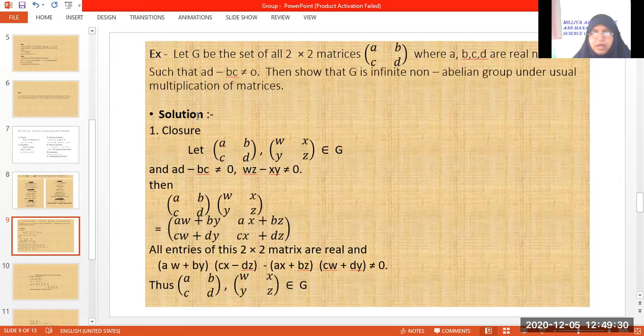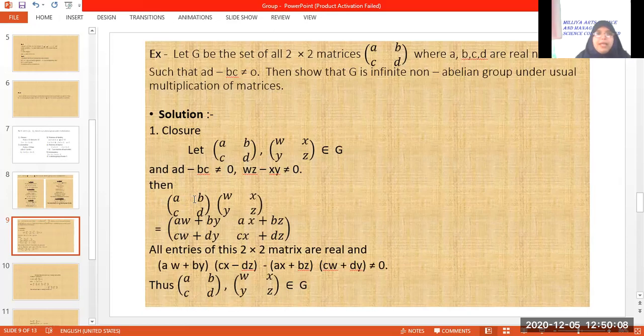Solution of this. Closure property. First, we have to prove that the closure property is satisfied in the set of these given matrices. So, suppose two matrices A, B, C, D and W, X, Y, Z belong to G. These matrices are in set G. Therefore, the condition AD minus BC is not equal to 0 and WZ minus XY is not equal to 0 is satisfied.